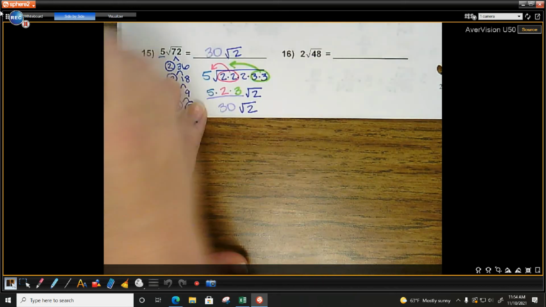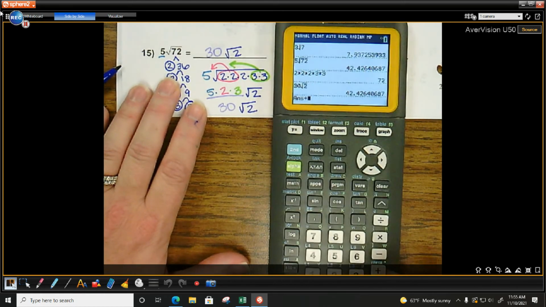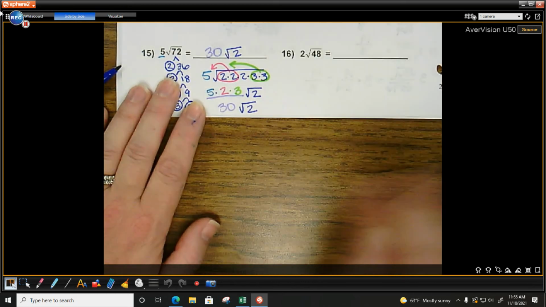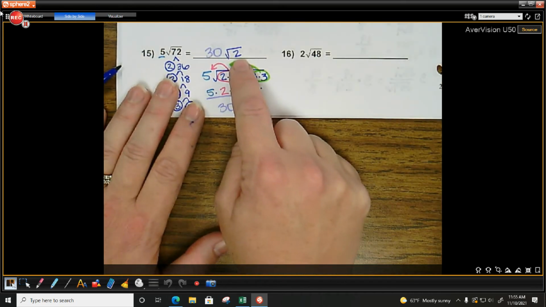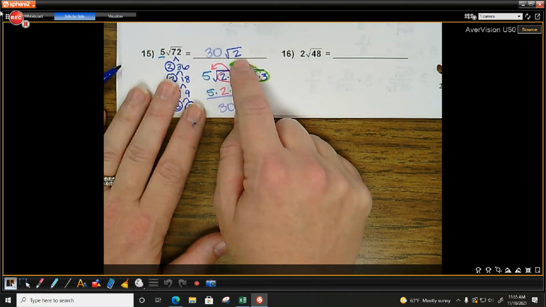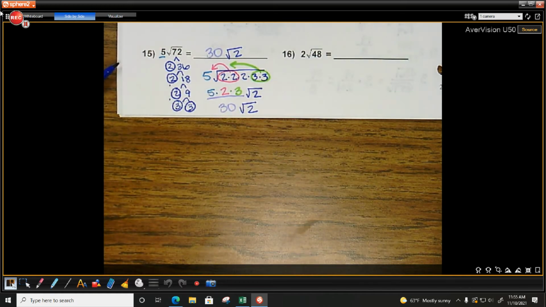So let's type that in our calculator. 30 square root 2. Do those decimals match? Yes. Is 2 a pretty small number? Yeah, it is. Remember, when we're simplifying these radicals, our goal is to have the smallest number under the square root as possible. Okay? So that is the factor tree method.